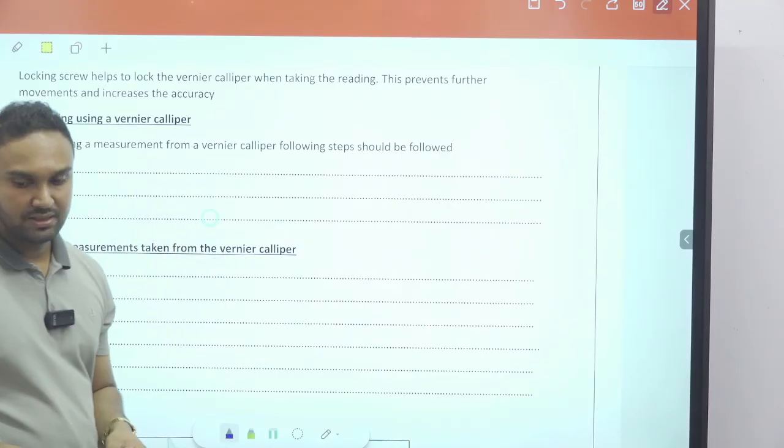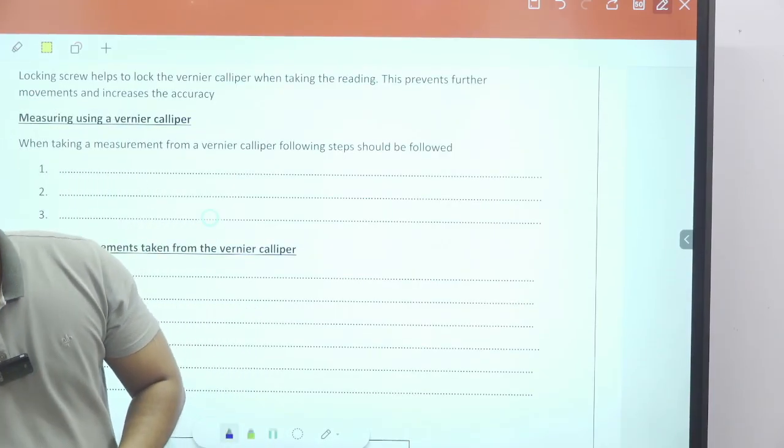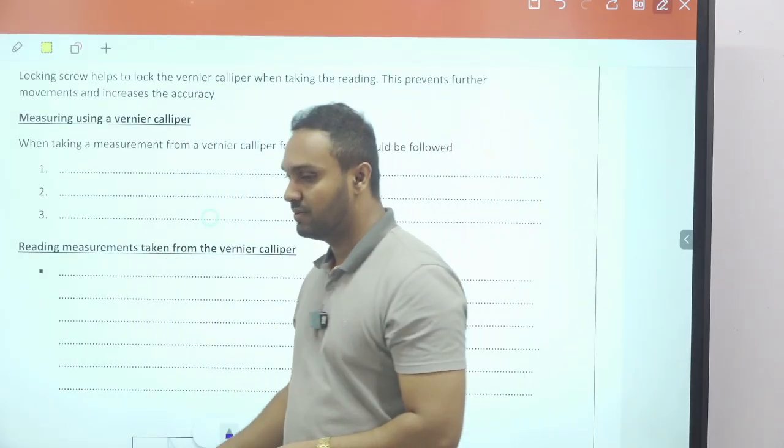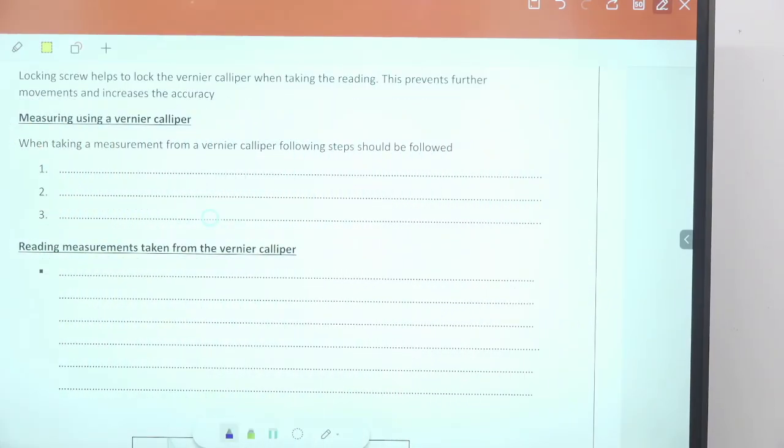Shall we write it down? The first thing: finding the least count. Write down the first thing, finding the least count.